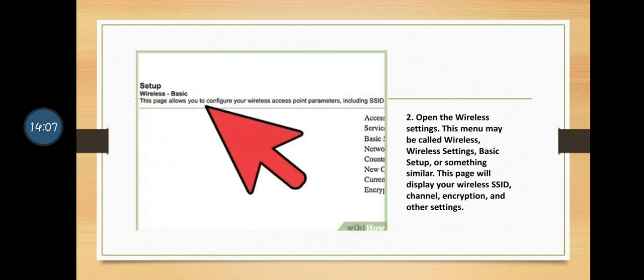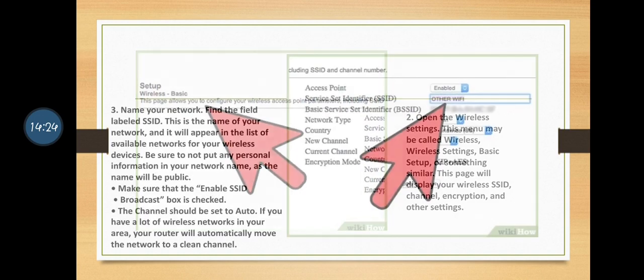Second, open the wireless settings. This menu may be called wireless settings, basic setup, or something similar. This page will display your wireless SSID, channel, encryption, and other settings.